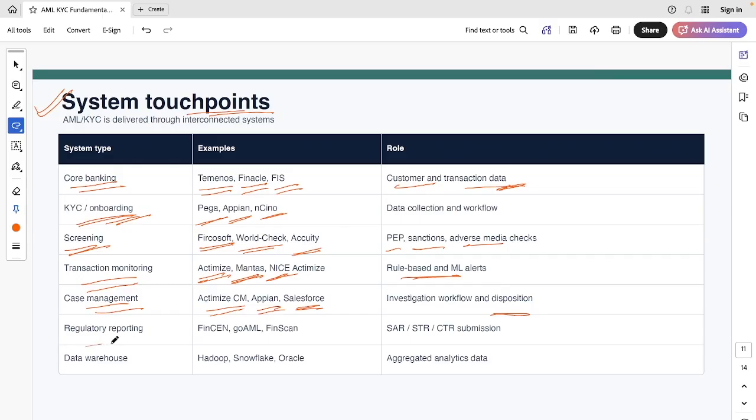Next is your regulatory reporting. Examples are your FinCEN, GoAML, FinScan. So if the bank finds suspicious activity, it may need to submit SAR, STR, CTR reports. Then we have the data warehouse, such as Hadoop, Snowflake, Oracle. This system stores aggregated data from multiple sources.